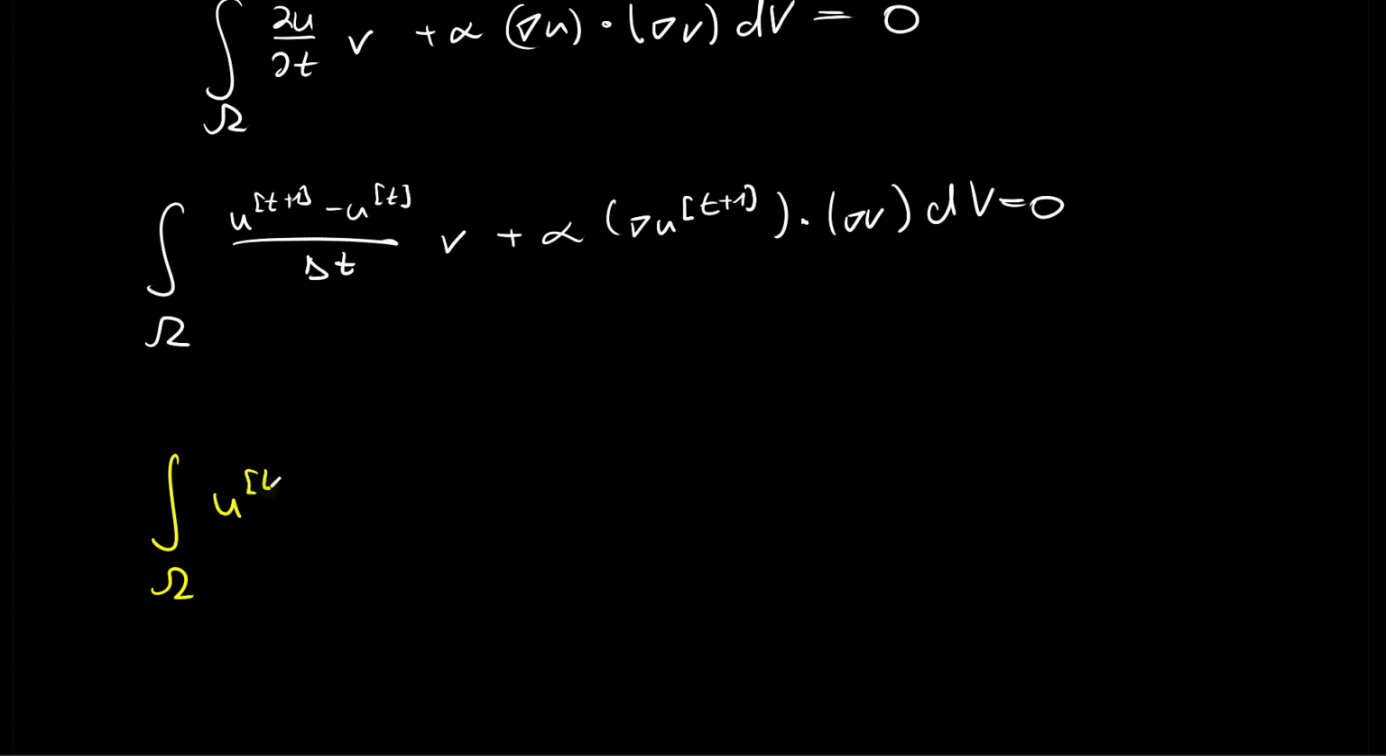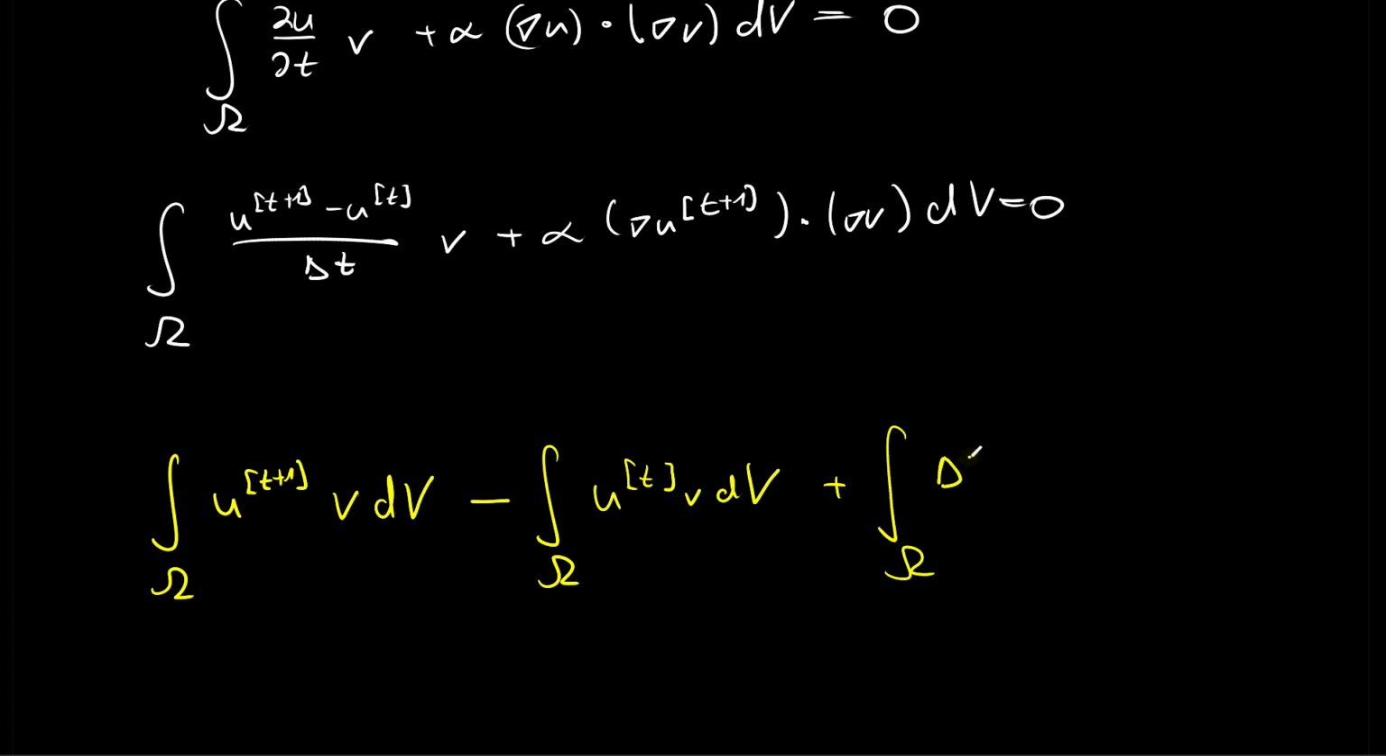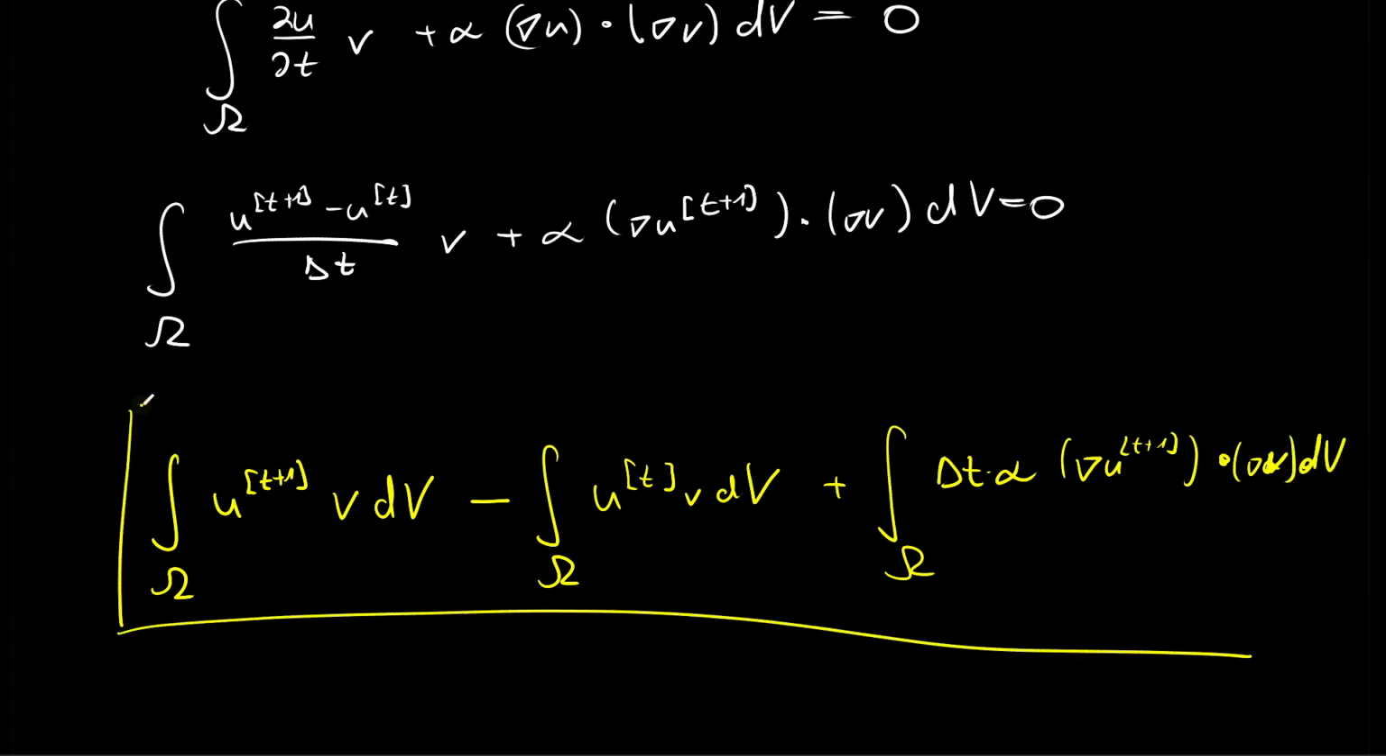So we will have u at t plus 1 times v dv minus the integral over omega u at t times v integrated over the volume plus the integral over omega delta t times alpha, and then gradient of u at next time step dotted with the gradient of v, and integrated over the volume. Here we go, final weak form.